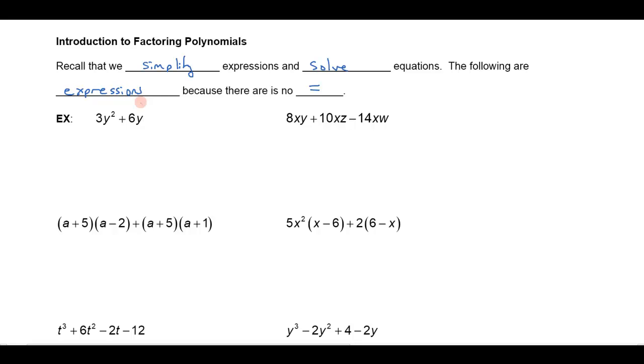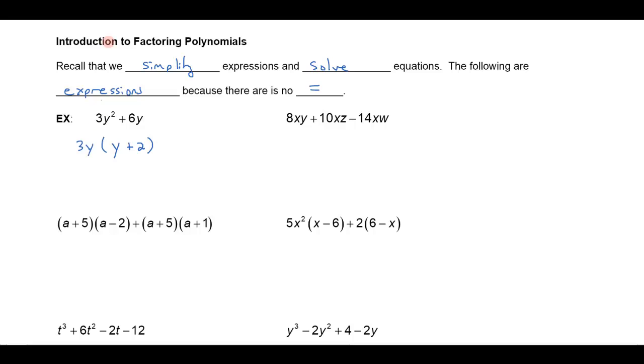And the way that we simplify expressions like this, about all you can do would be to factor anything that might be in common. So for example, in this first example, there's a common factor of 3 between the 3 and the 6, and there's also a common factor of y in the y squared and the y. So if I were to factor that out, I would have to multiply the 3y by what to get 3y squared? Well, that would just be a y. Okay, and then what would I multiply 3y by to get 6y? That would be 2.